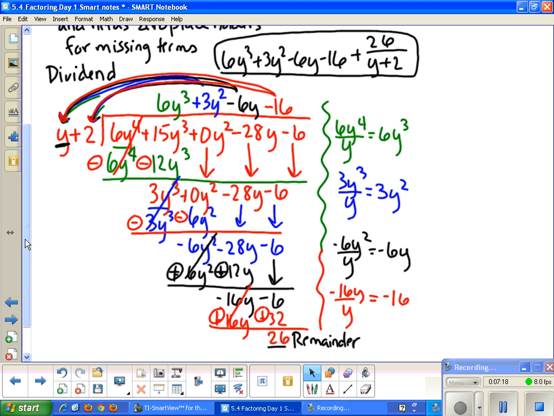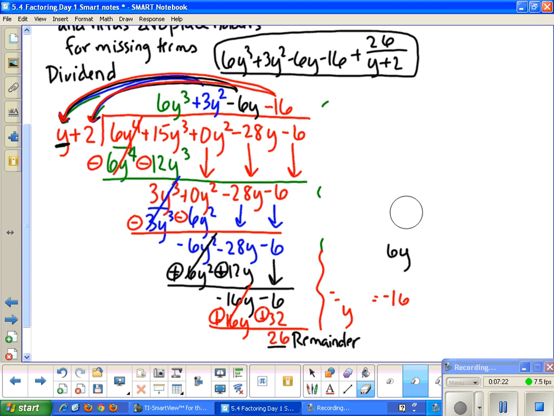Now I'm going to erase my side work that I did over here, and I'm going to show you synthetic division. So remember that you can only use synthetic division on a linear divisor, and my divisor is linear, and the leading coefficient of your divisor has to be 1, which it is in this case.